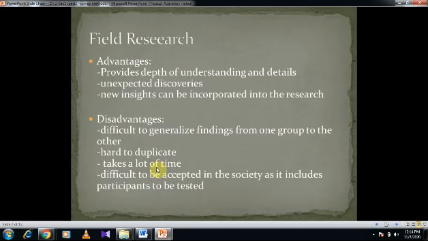Third disadvantage is that it takes a lot of time. Unlike the experiments in a lab, experiments on people need to be in normal settings, so they take a lot of time. The last point is that it's difficult to be accepted in society. Why? Because we include humans, we include real people, and we test them. So ethically, they're not accepted in society.